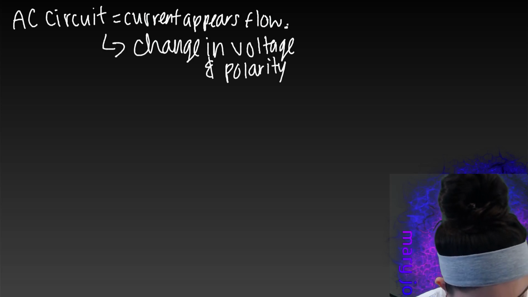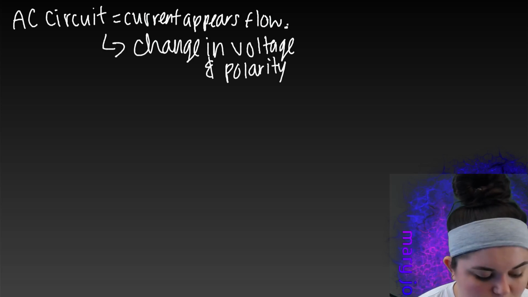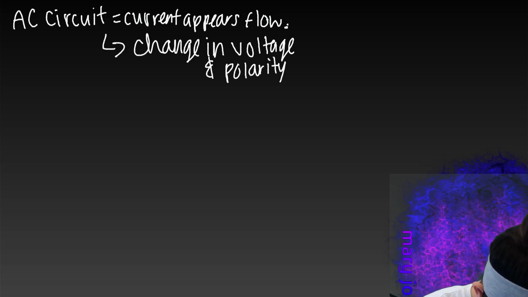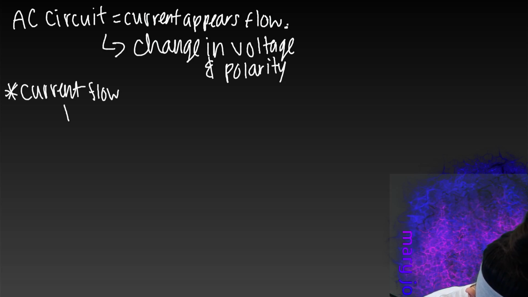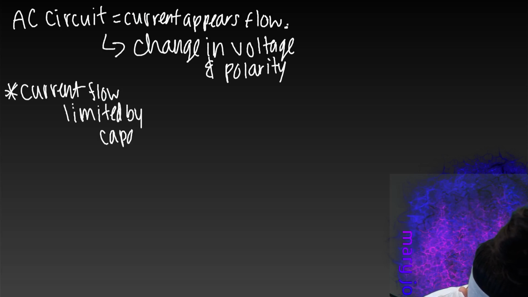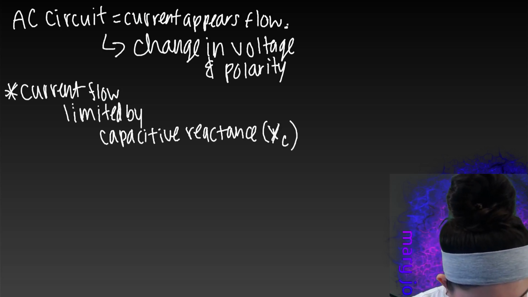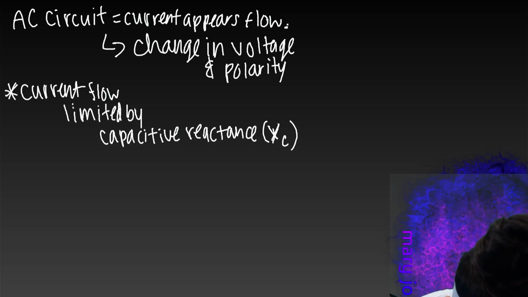Okay? The current flow in a pure capacitive circuit is limited by capacitive reactance. And we remember that is X sub C, right? Capacitive reactance is measured in ohms.